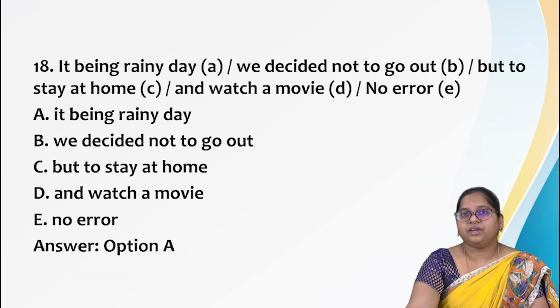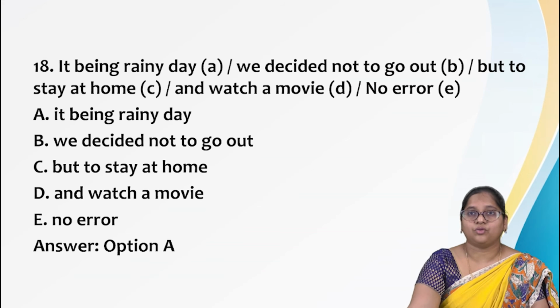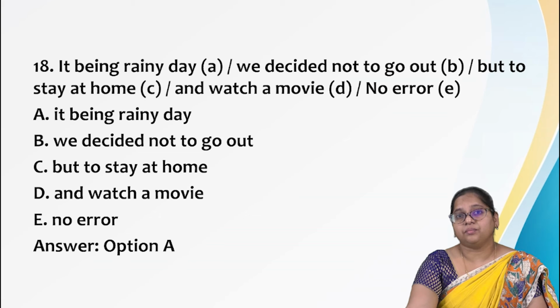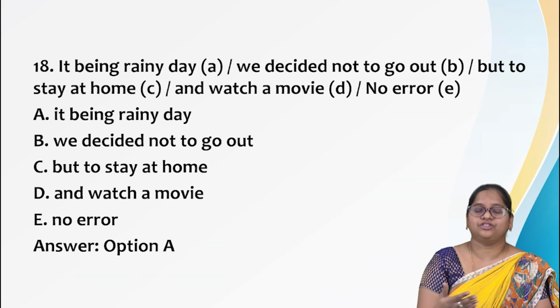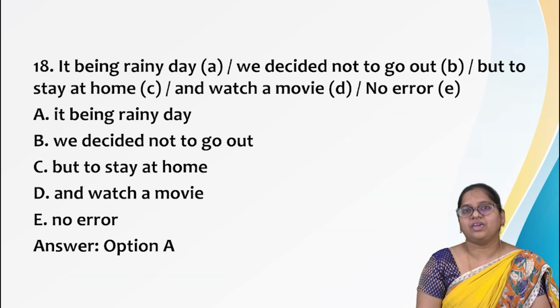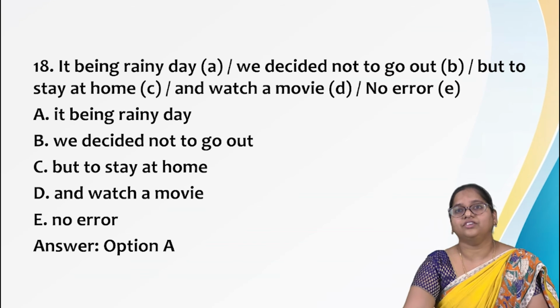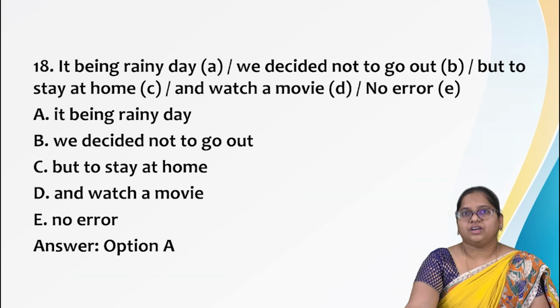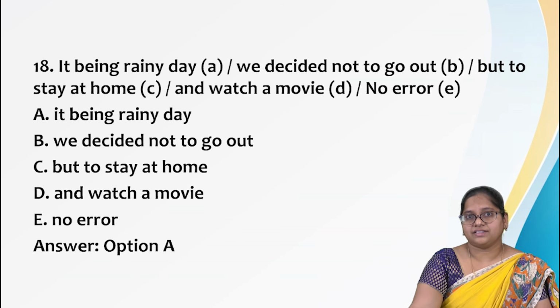18. It being a rainy day, we decided not to go out, but to stay at home. No error. So what's wrong here? It being a rainy day. It's one particular day, so you don't say it being rainy day. Instead you say it being a rainy day. So option A is the right answer.